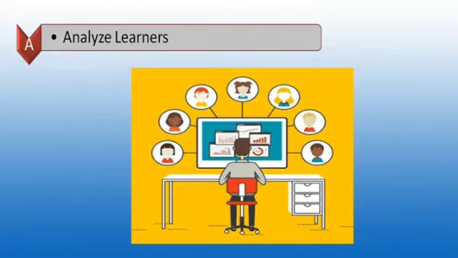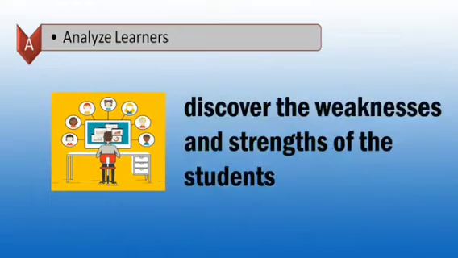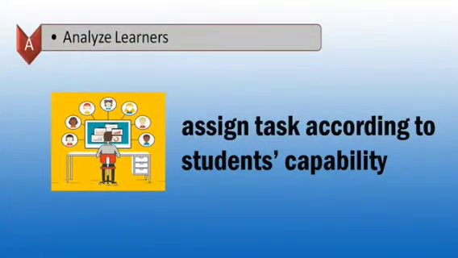First, analyze learners. The first step in the process is to find out the characteristics of the students. It is very important to identify students so that they can be considered in developing goals. The weaknesses and strengths of the students must be discovered. Through this, the tasks that the teacher will assign to them in the classroom are in accordance with their abilities. The teacher will not fail in his or her plan when students can perform the assigned tasks.